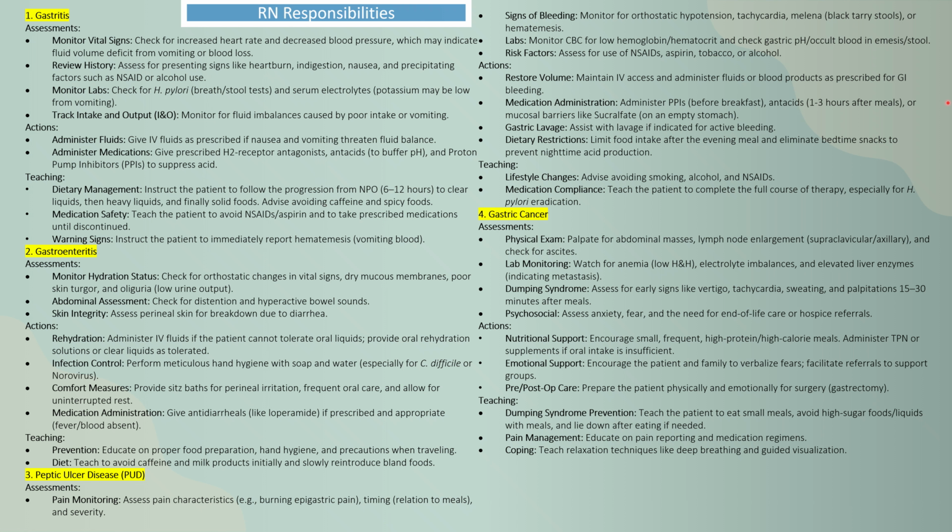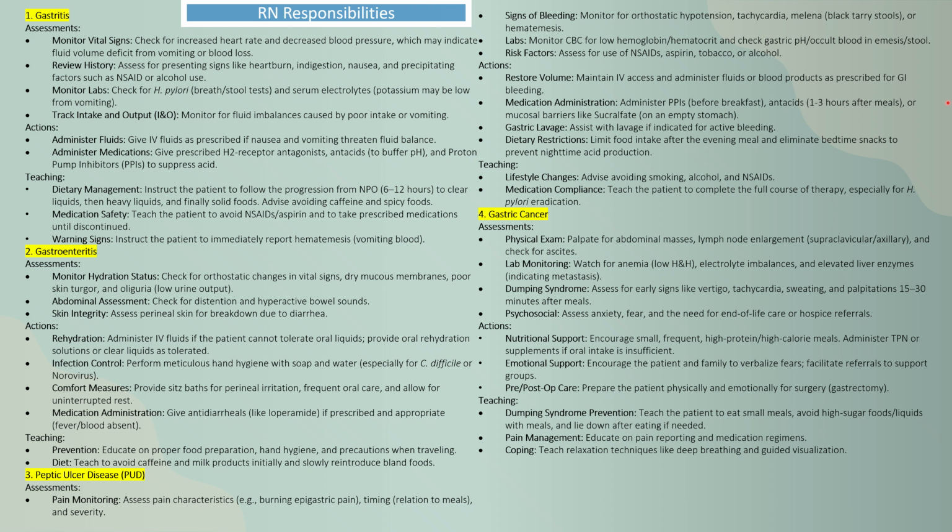Action, nutritional support: encourage small, frequent, high-protein, high-calorie meals. Administer TPN or supplements if oral intake is insufficient. Emotional support: encourage the patient and family to verbalize fears, facilitate referrals to support groups.